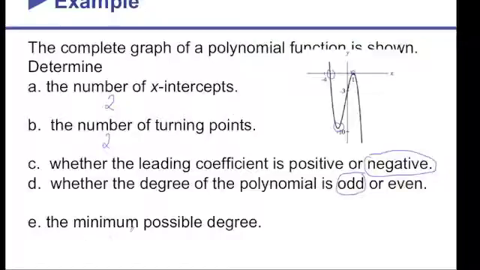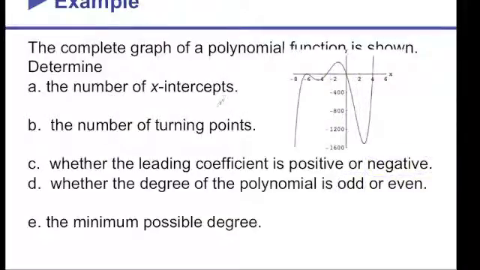The minimum possible degree of this function? Well, it has 2 turning points, and to be odd, it must be 3. And the number of x-intercepts is 2, but because it's a turning point right on the axis, the minimum degree is 3.